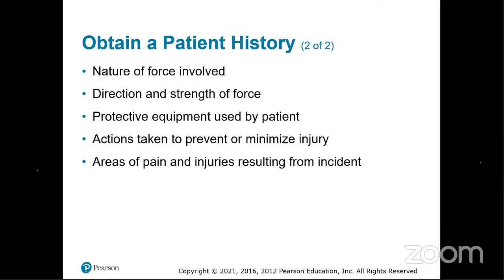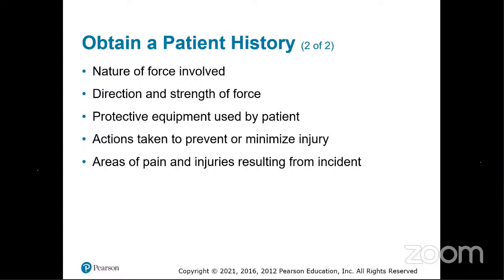Actions taken to prevent or minimize the injury. It's the same thing, like the motorcycle that he had, the leathers and stuff on to prevent it. Football injuries, did you have your guards? Did you have your knee shins for soccer? All of those things are actions that prevent or minimize the injury. And then areas of pain and injuries resulting from the accident.